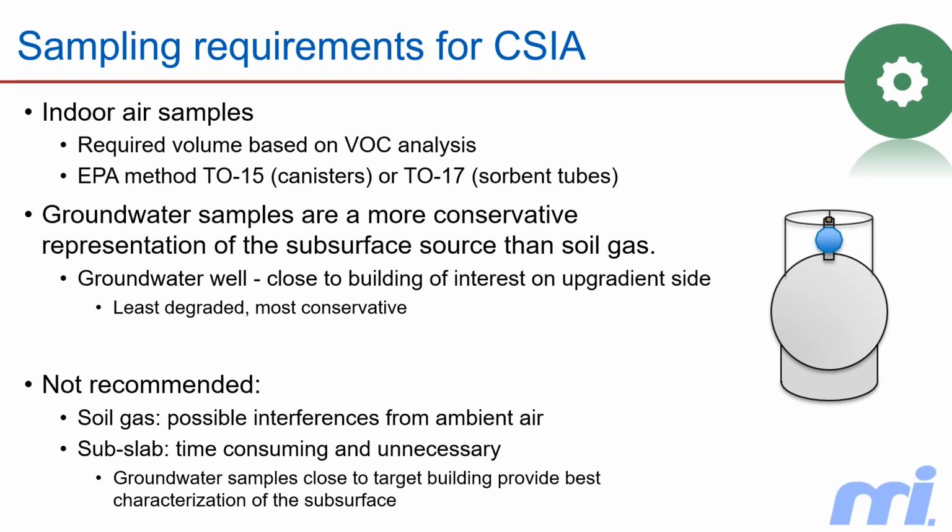So when we're looking at groundwater, we want to do a few things. We want to take a sample from a monitoring well that is just up gradient of the building in question. And that gives us possibly slightly less degraded than what we would see in the indoor air. But again, that gives us the most conservative value that we can have. We also want to screen it at the water table because that's also kind of the depth that we're looking at for vapor intrusion as well.